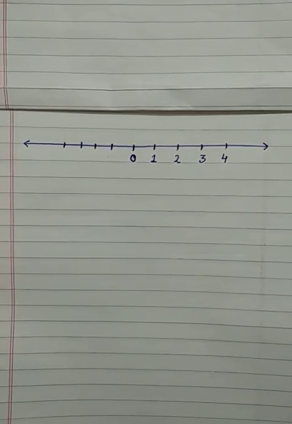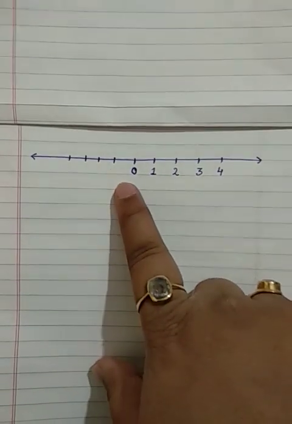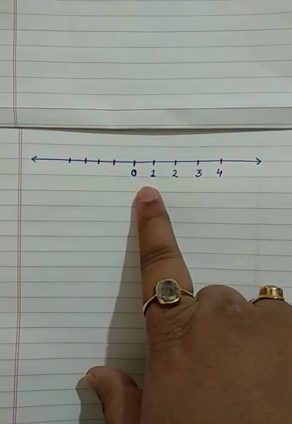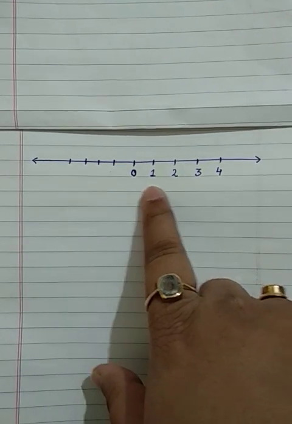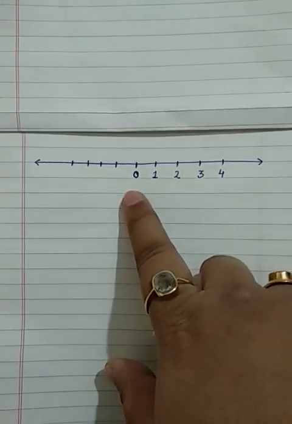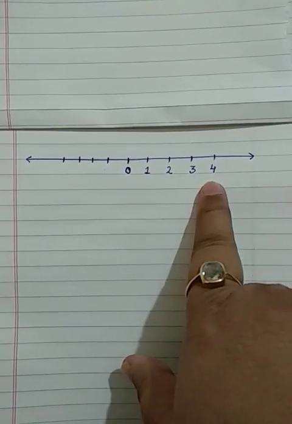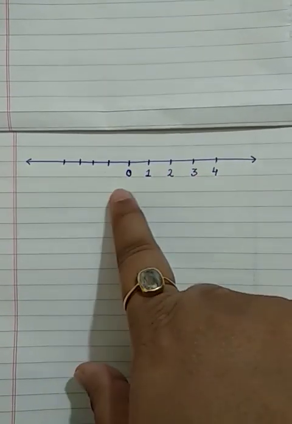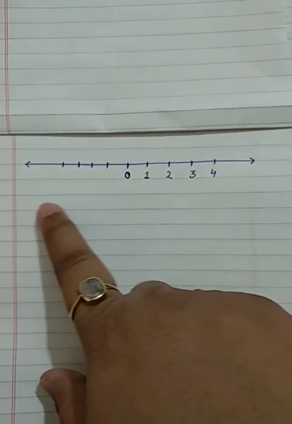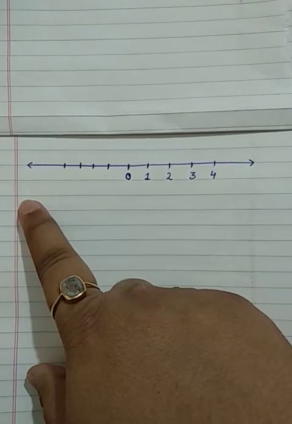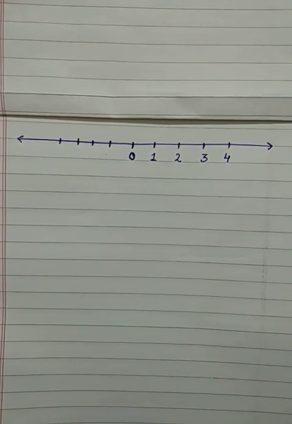Now, my dear students, we all know about the number line. So the number line represents the set of numbers on a line. So I have written the whole numbers and it starts from 0 and goes up to 4 to the right hand side. Now this number line does not only expand toward the right hand side, it also expands towards the left hand side too. So on the left hand side, what kind of numbers do we have?